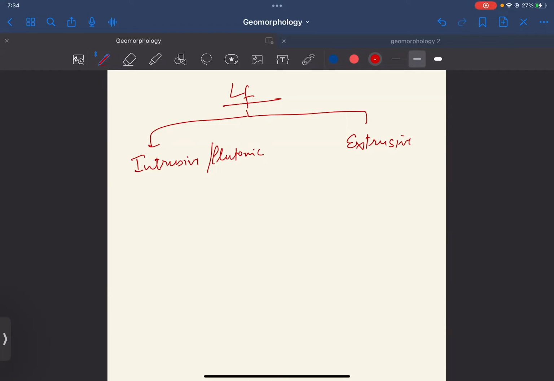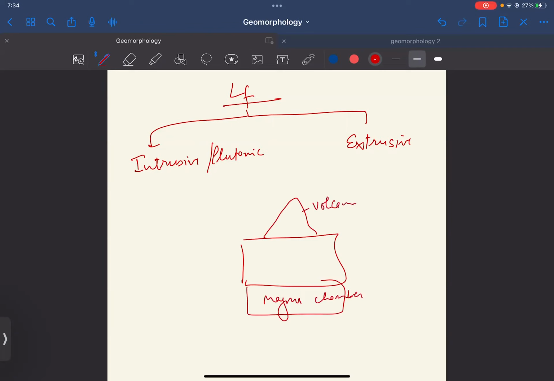All right. Now see. This is the magma chamber. This is the volcano. This is the wind. Now suppose magma is rising. Now there are two possibilities.